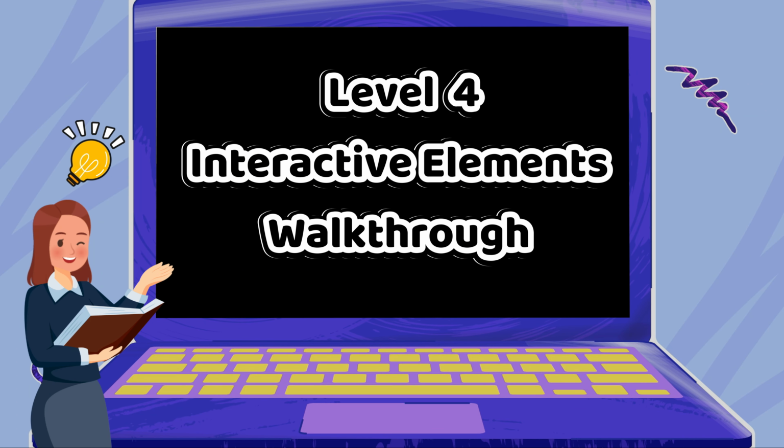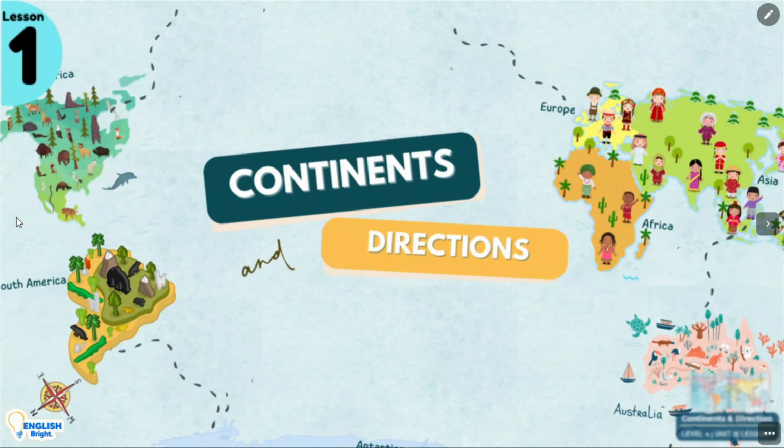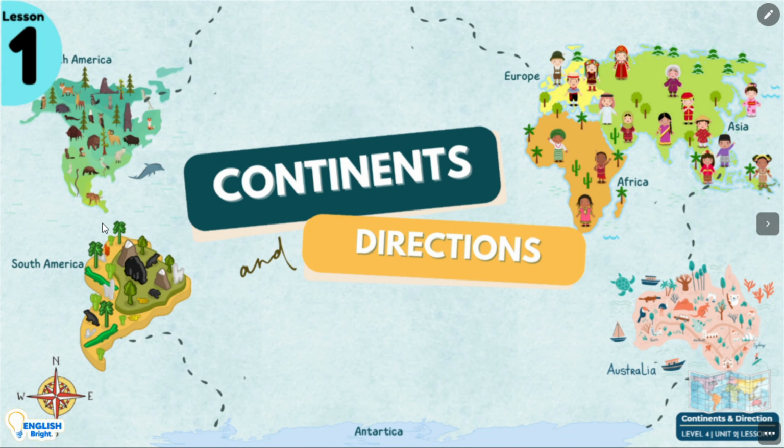This is the Level 4 Interactive Elements walkthrough. Let's explore each interactive feature in this lesson. Starting with the cover page, click the right arrow button to move to the next page.